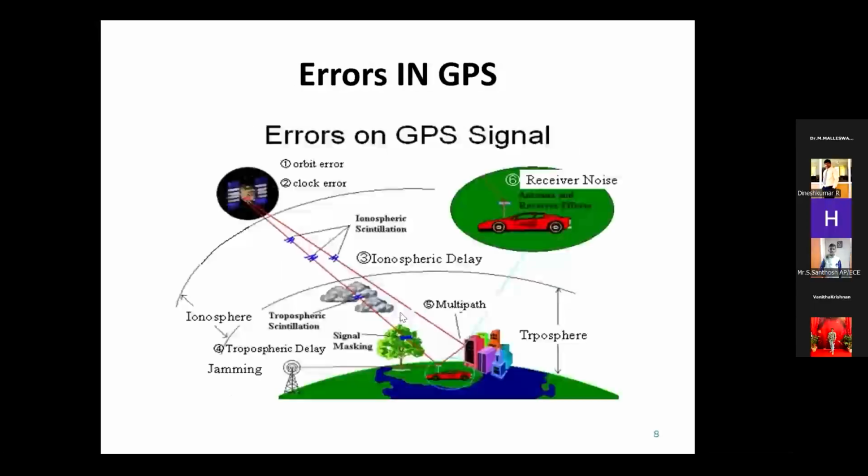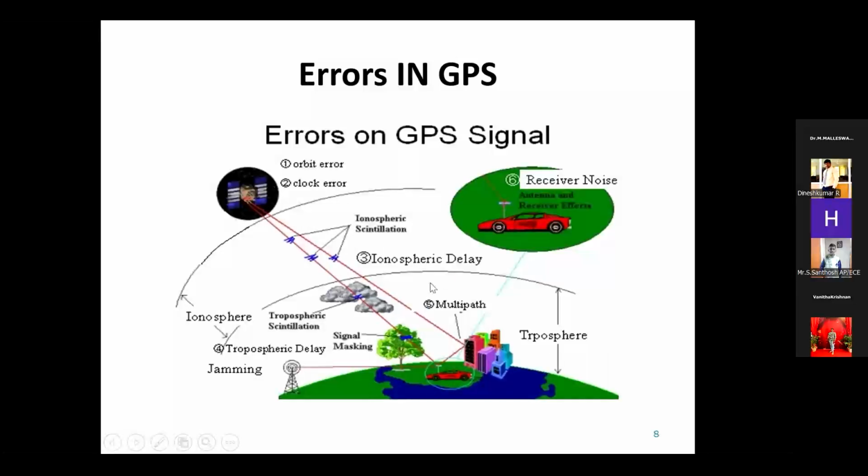Now, since GPS is satellite-based navigation, it has some errors like orbit error, clock error, ionospheric delay and tropospheric delay. Then it has multipath error, then receiver noise. These are the six errors that predominantly occur during GPS navigation. I'm not going into detail on these errors because it would take a lot of time. Multipath is a very important thing in wireless communication, right? It is due to different obstacles placed between your transmitter and receiver.